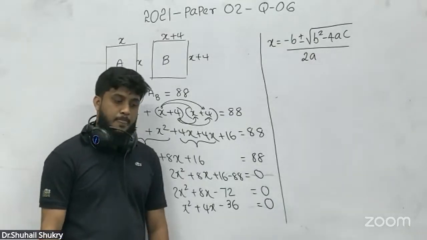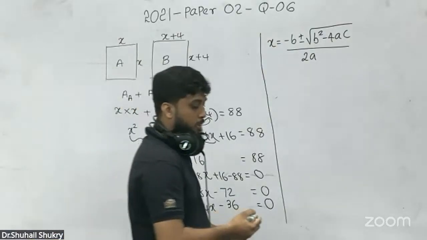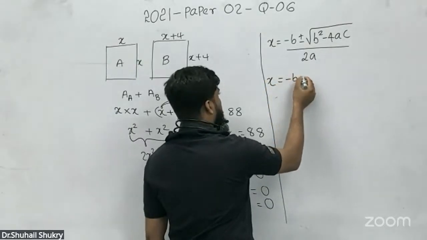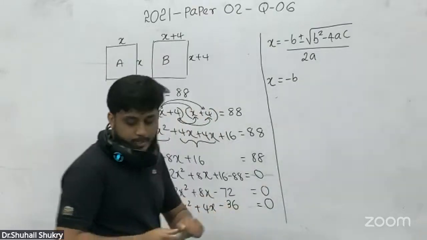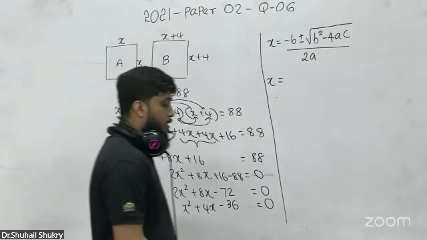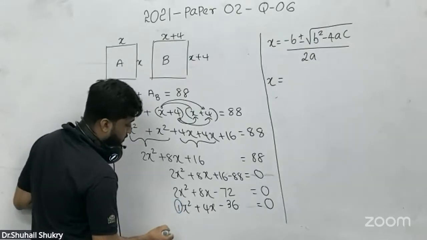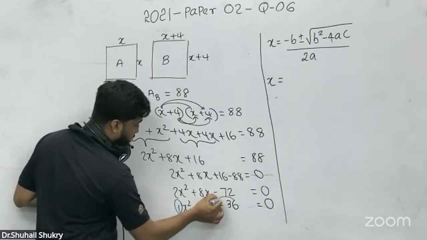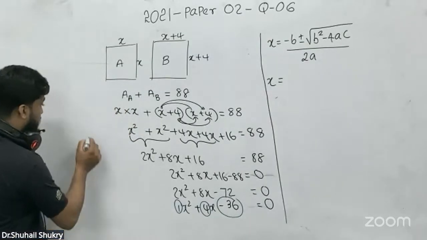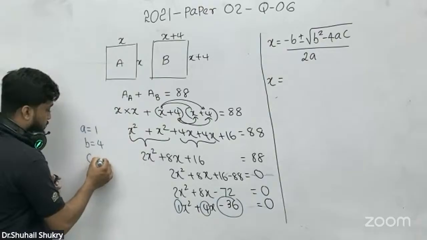We write it like this: x equals minus b plus or minus square root of b squared minus 4ac, divided by 2a. First of all, I have to put in the a, b, c values. Remember, the first number is a, the second number is b, and the third number is c. So I will write the values here: a is equal to 1, b is equal to 4, c is equal to minus 36.